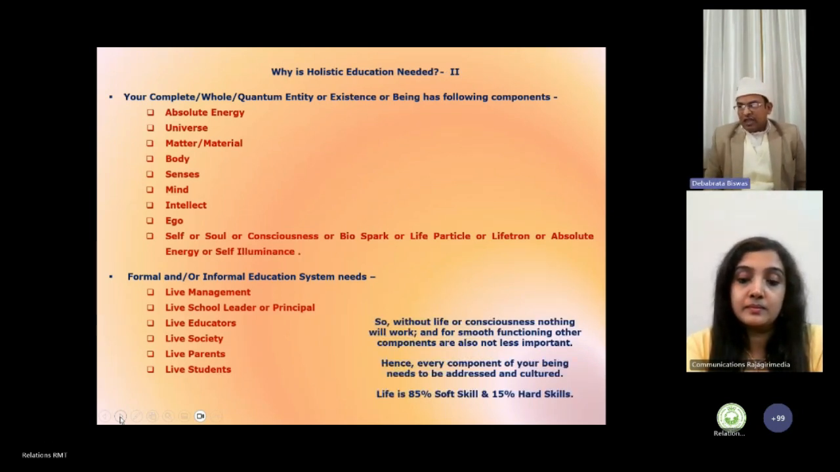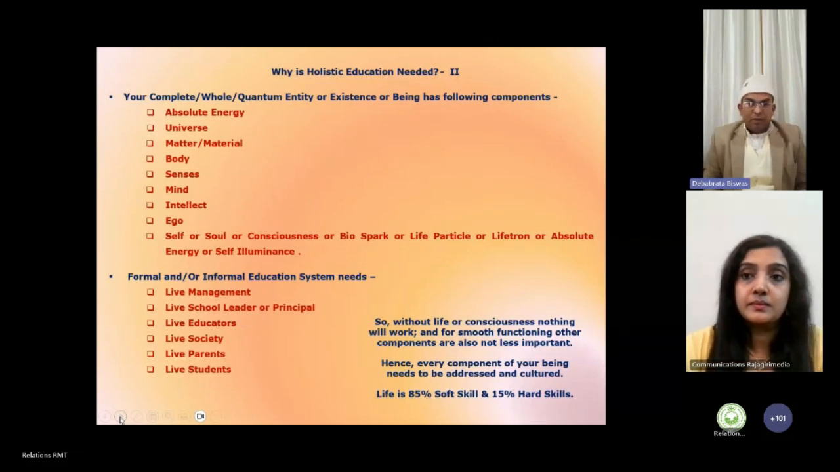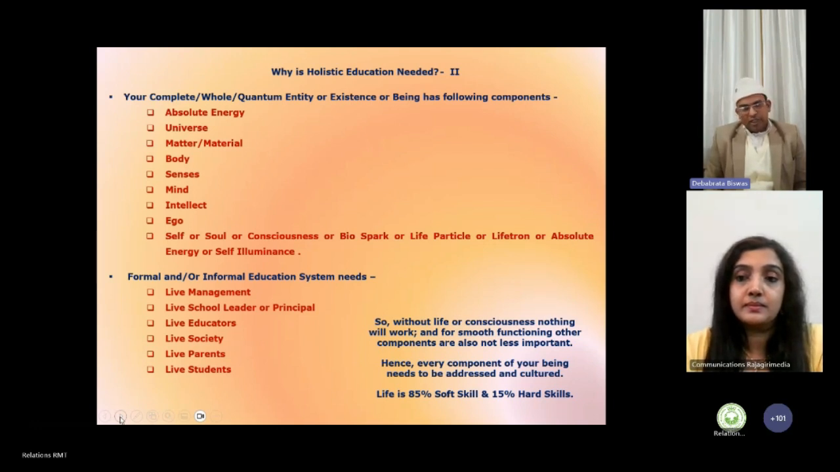So from that we can understand that without life or consciousness, nothing will work. And for smooth functioning, all these components are also important, all are interconnected. Hence, every component of your being needs to be addressed and cultured. And a survey says life is 85% soft skills, which come from your consciousness, your ego, your intellect, and your mind, and the rest, 15%, is hard skills. Suppose you are a biology teacher, so your biology knowledge is hard skill, and the techniques are also embedded with that. So that is the most important thing in holistic education, 85% plus 15%.